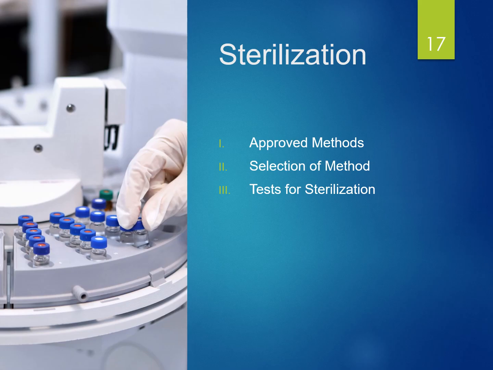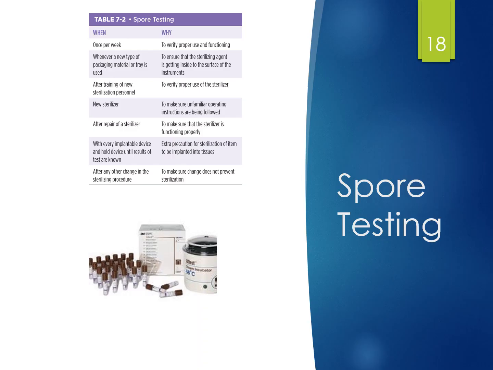So we're going to be discussing some of these methods in the next few slides. Method we'll be discussing is steam under pressure or through our autoclaves. Autoclaves will always have a weekly spore testing. I know they mentioned this in the sterilization area, and this is just to make sure this is done once per week, and this is just to make sure that our autoclave is working properly.